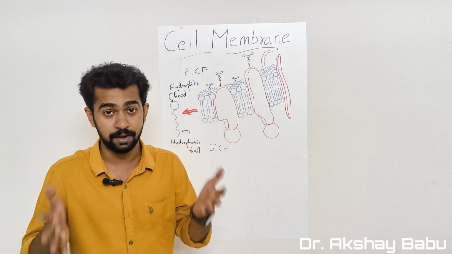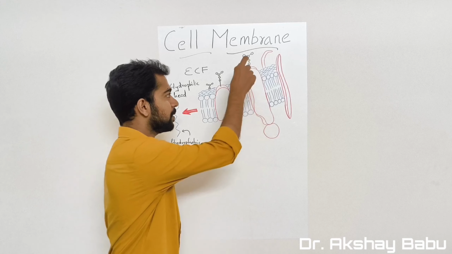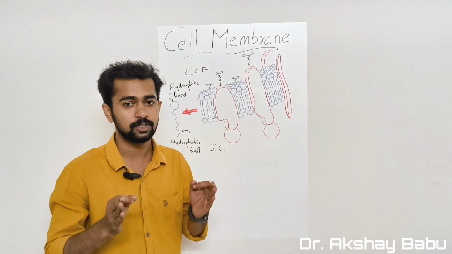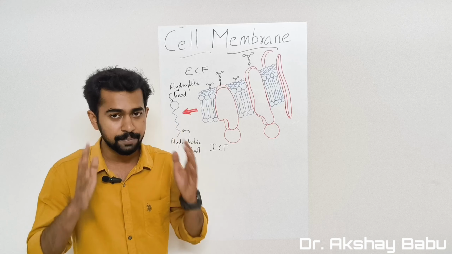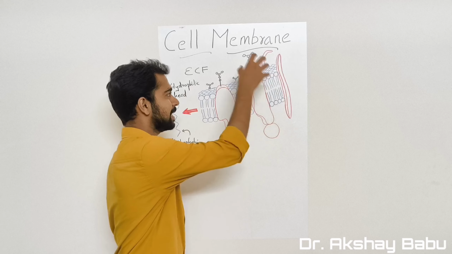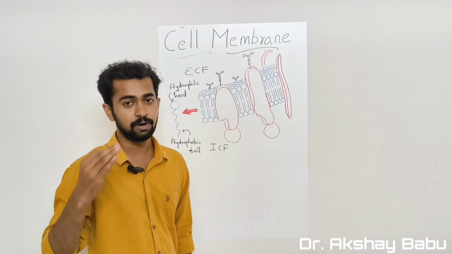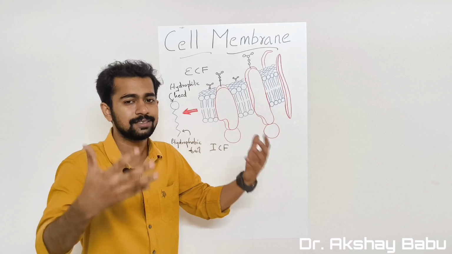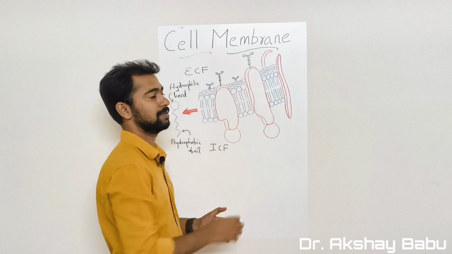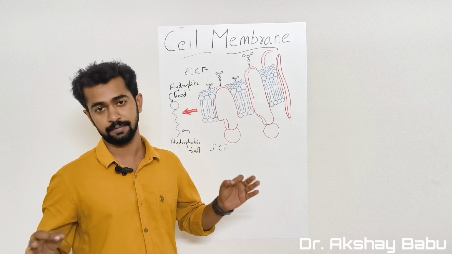And what's the function of this peripheral membrane protein? Peripheral membrane protein always controls the functioning of integral membrane protein. So peripheral membrane proteins always function as the controllers for the transport of substances through the integral membrane protein. You will always control this integral membrane protein as a function of peripheral membrane protein.